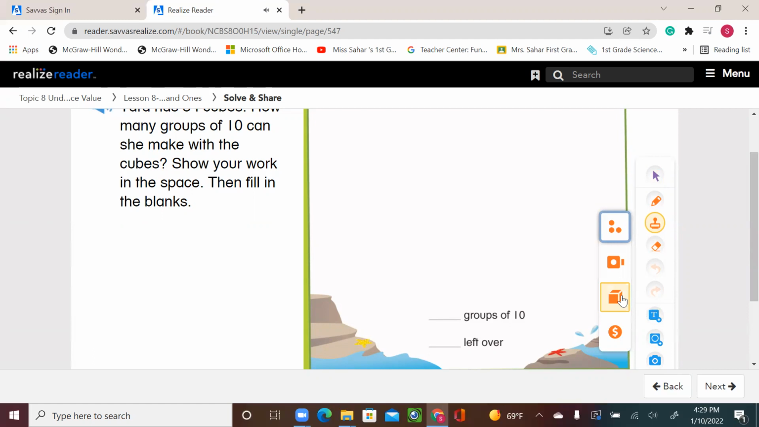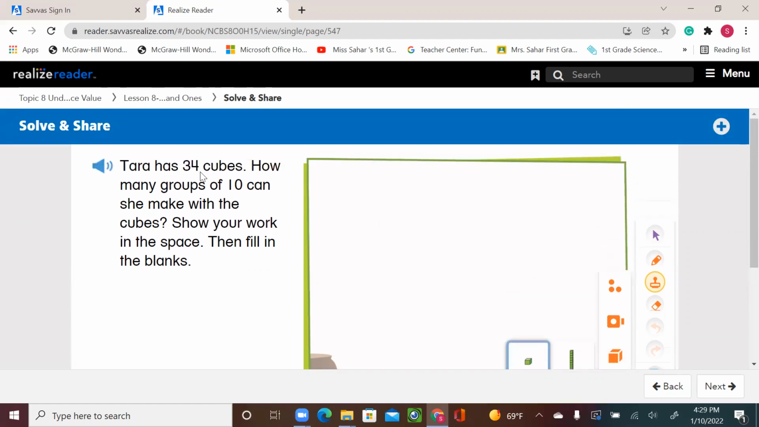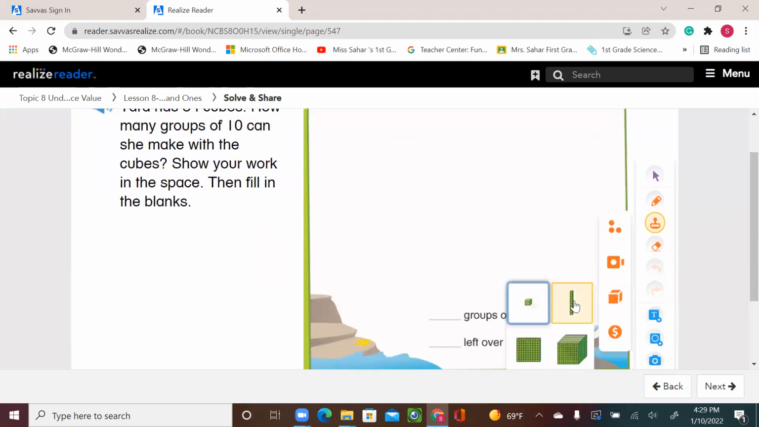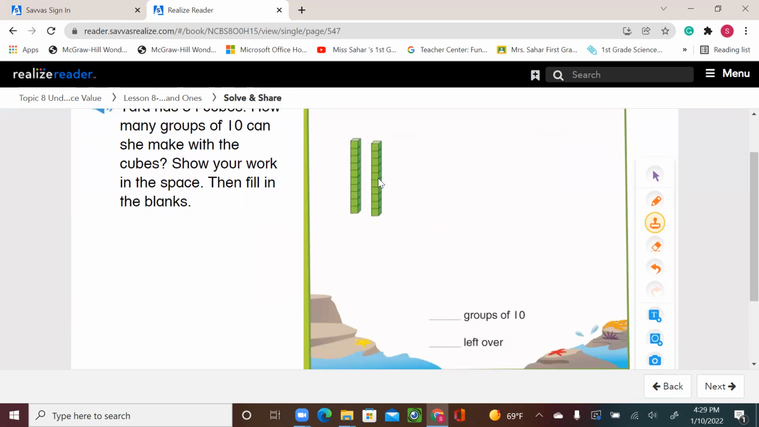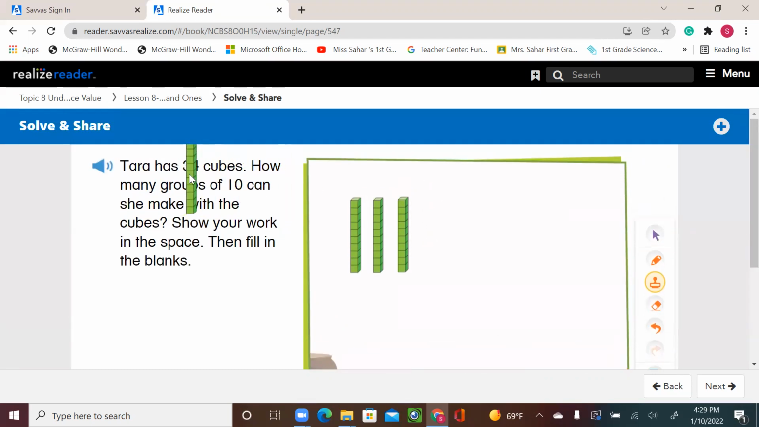So she has a total of 34. So I'm going to take 1 ten, 2 tens, 3 tens. That's it. It's only 30. So groups of 10: 10, 20, 30.